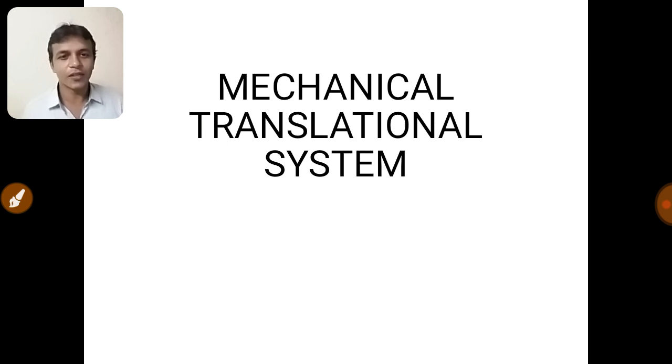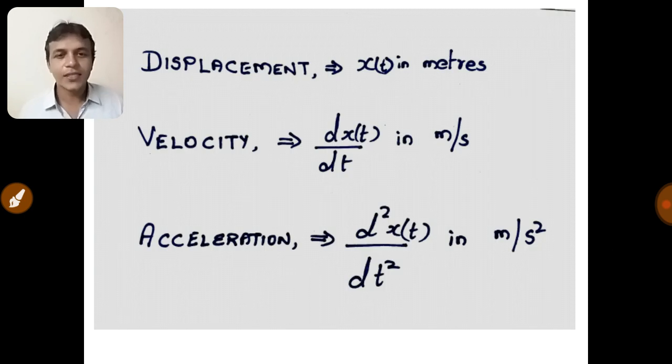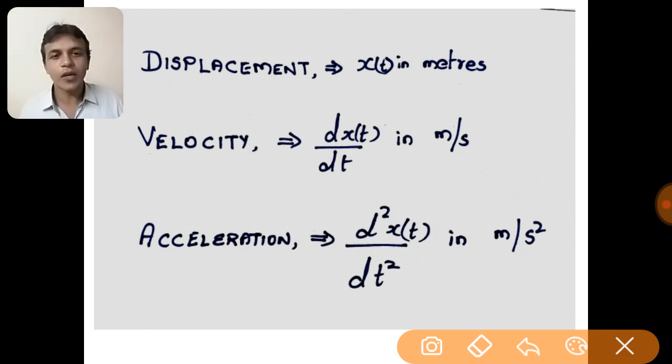Now let us go for the further discussion. First let us discuss the parameters involved in the mechanical translational system. There are three main parameters involved here. They are displacement, velocity and acceleration. We are very much familiar with these three parameters.